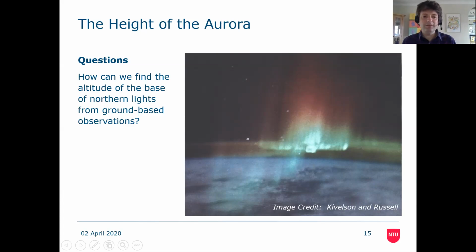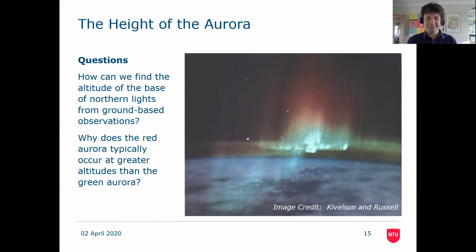And I want you to have a think about that. See if you can sketch it out. See if you can work this out. How can we find the altitude of the base of the northern lights from ground-based observations? I'll give you a clue. It's all to do with trigonometry. So see if you can think about that. And you might need to think about multiple observing stations too.